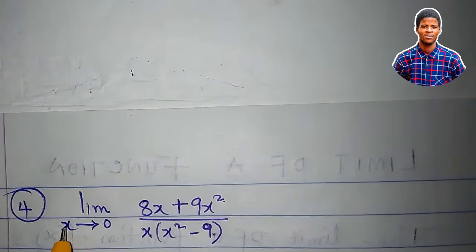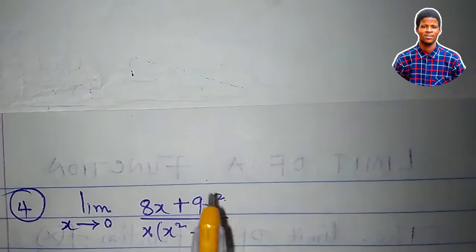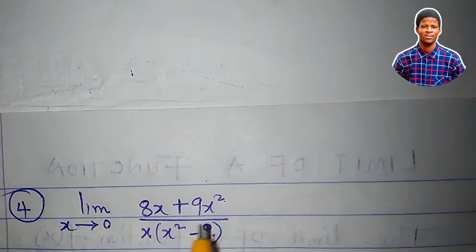Let's see some more complex problems. What is the limit of this function, 8x plus 9x squared all over x times x squared minus 9, as x tends to 0? Now, we must be very, very smart. If we plug in the value of x here, which is 0, into this function, it will give us a 0 over 0.